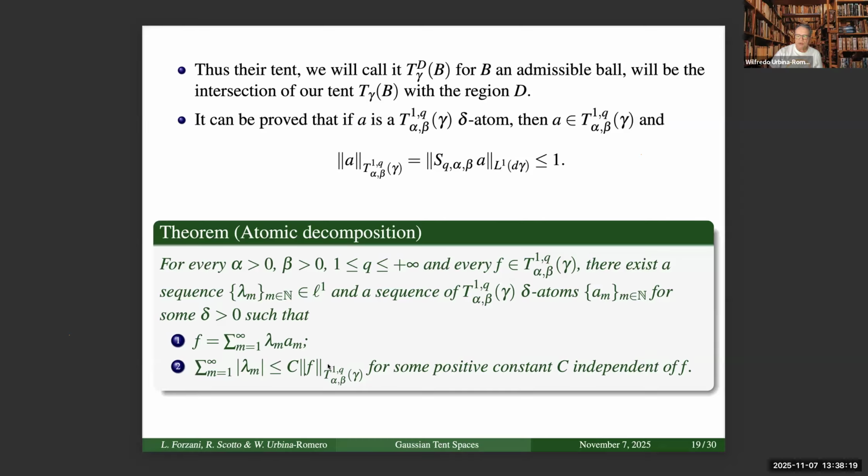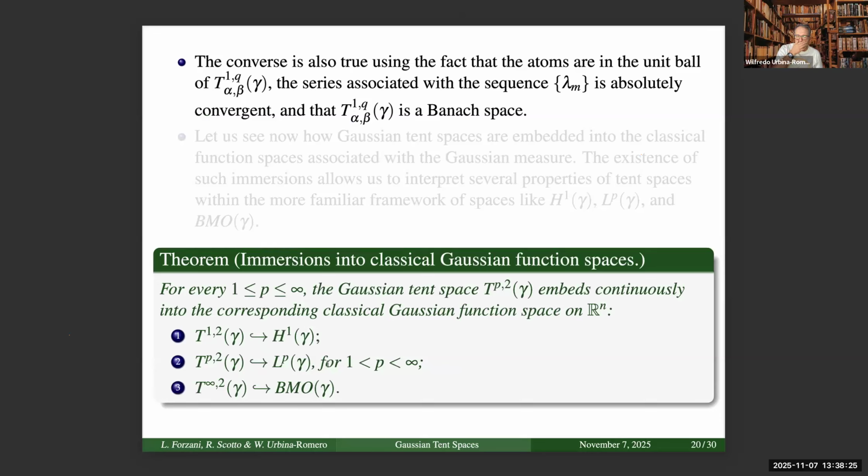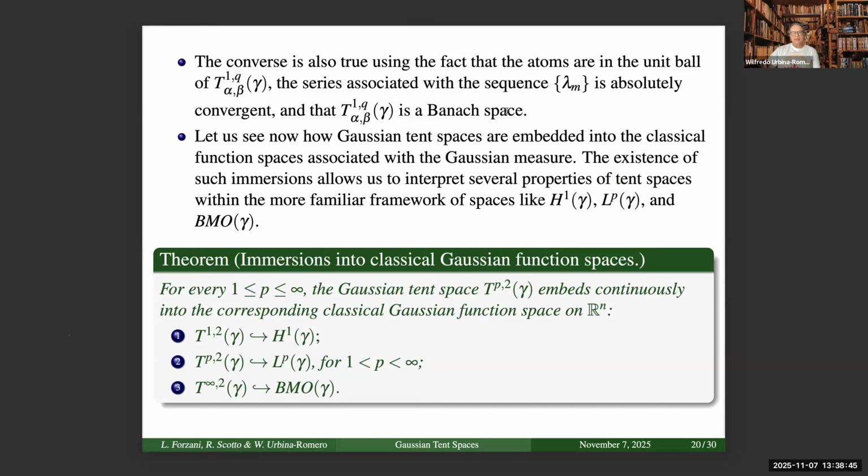It's very technically difficult, right? And the converse is also true. Using the fact that the atoms are in the unit ball, the series associated with the sequence is absolutely convergent, and then we know that these are Banach spaces. Okay, so using that atomic decomposition of this space T1Q alpha beta, there is this result of immersion into classical Gaussian functional spaces.